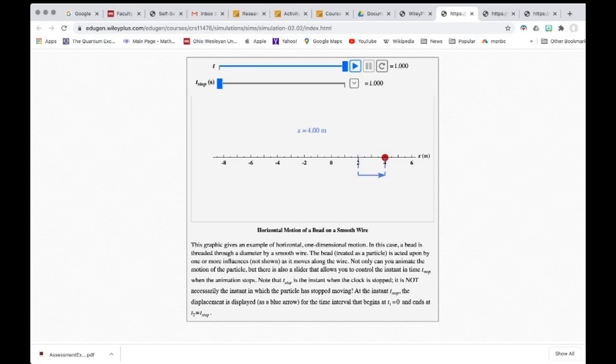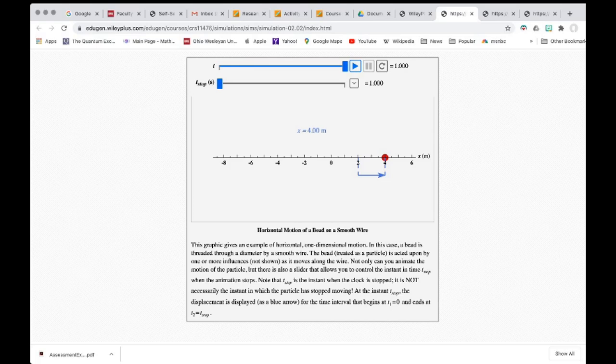Okay, did you pause it? Did you think about the answer to my question? What is the displacement of this particle, this bead, on this 1 second time interval? What is delta x? And did you say that delta x is positive 2 meters?